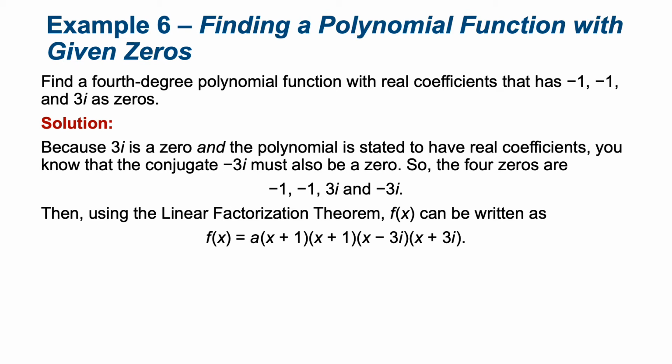So now we can write the function by using the linear factorization theorem. We could say f of x is equal to some constant a, I don't know what, but here's my x plus 1 term, here's my other x plus 1 term, here's my x minus 3i, and here's my x plus 3i.